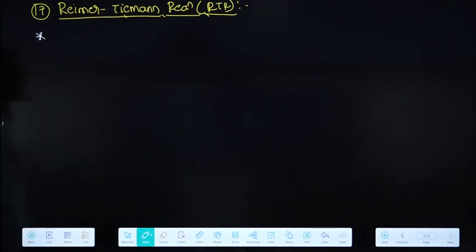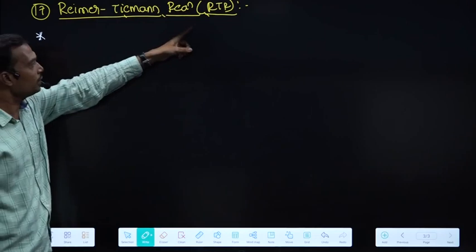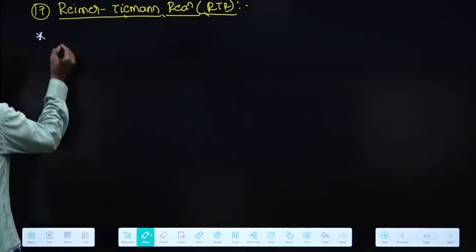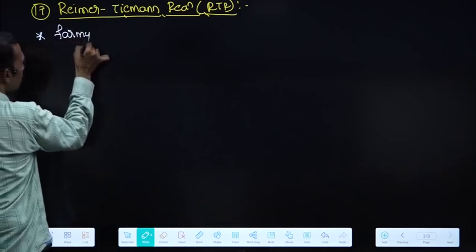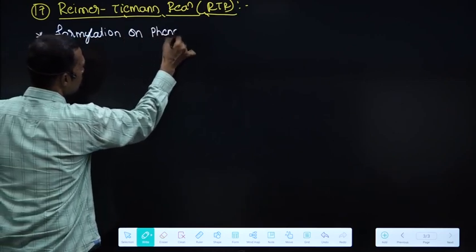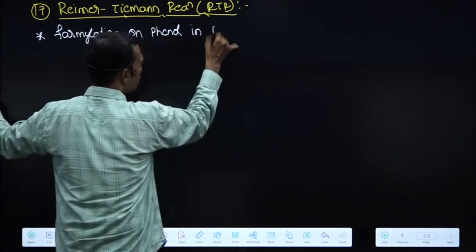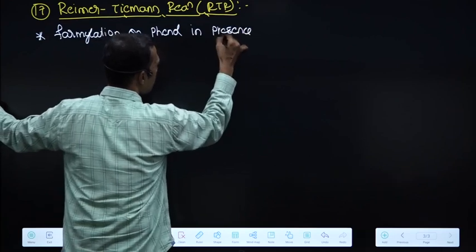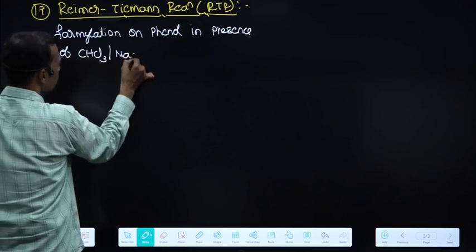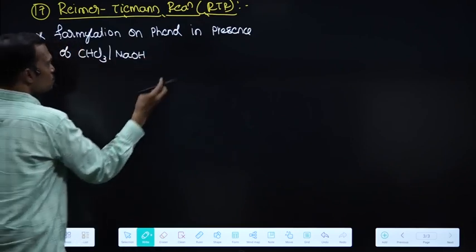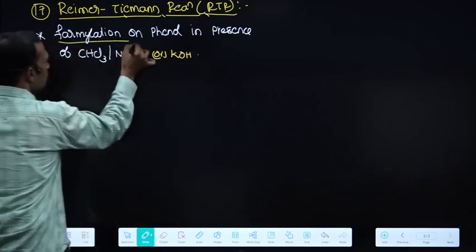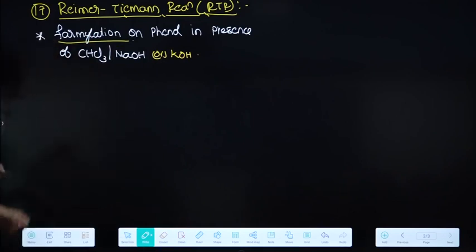So what is RTR? Regularly I will usually say RTR only, Reimer-Tiemann reaction. Now what is Reimer-Tiemann? Remember, formylation on phenol in presence of chloroform and sodium hydroxide. You may use either sodium hydroxide or potassium hydroxide. So that is Reimer-Tiemann. If anybody asks what Reimer-Tiemann means, it is a formylation reaction.